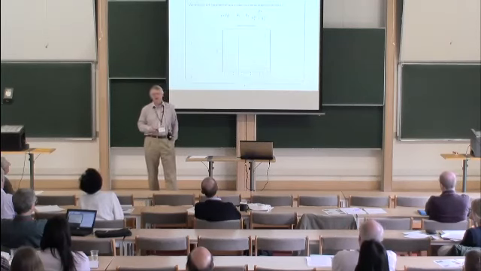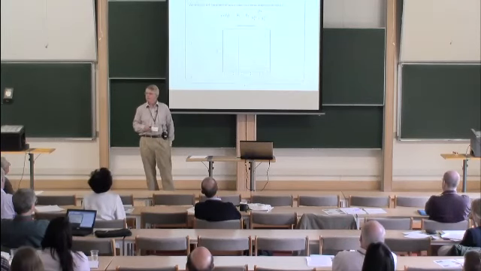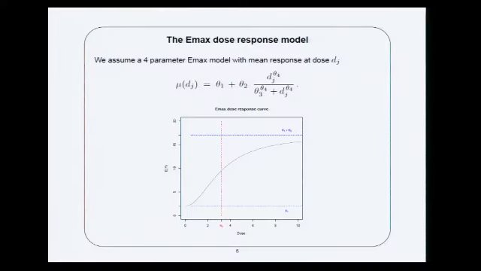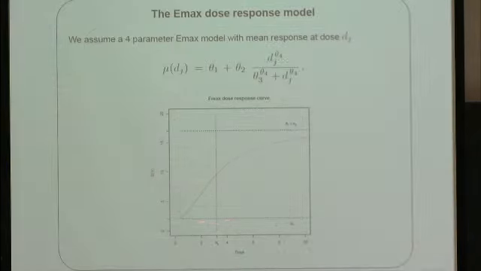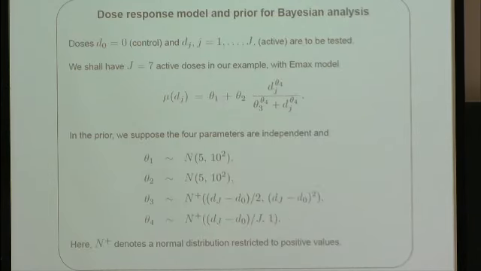I'm assuming a particular parametric model for the dose response curve, the Emax model. So just to be clear about that, we've got a lower asymptote at theta 1, an upper asymptote at theta 1 plus theta 2. The ED50 at theta 3 is where you get half of that improvement. And then the fourth parameter, theta 4, denotes something to do with the shape and the steepness of that curve. We put a prior on the 4 parameters there.